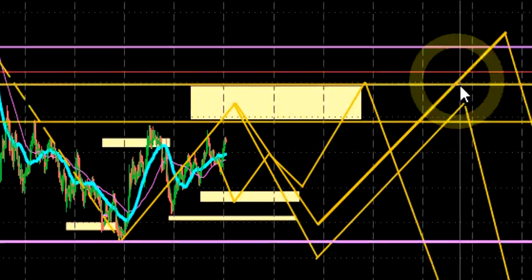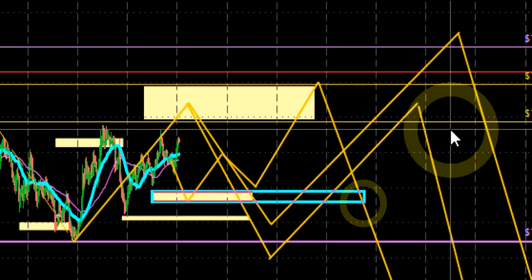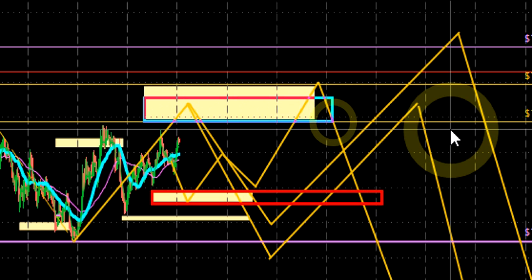Let me zoom in a little bit, get a little better look. Until the market breaks below this range right in here, or above this range right in here, you just kind of want to trade it in between. So when it gets here, you become a seller. And then here you can become a buyer, so on and so forth.